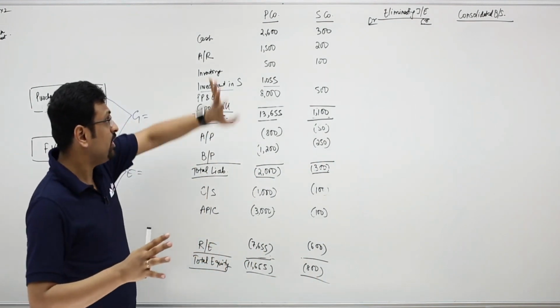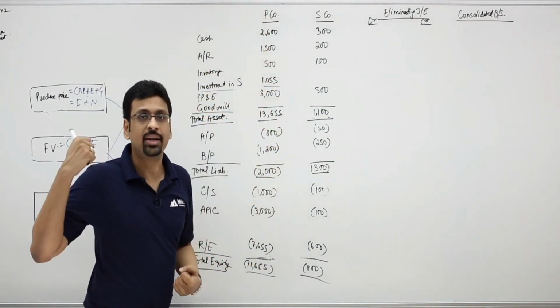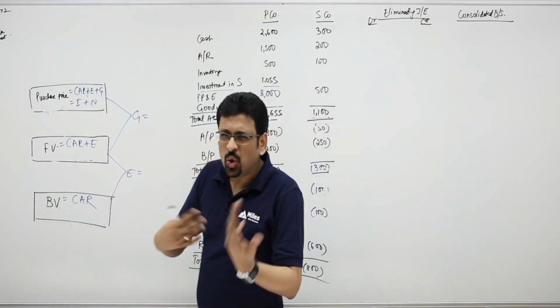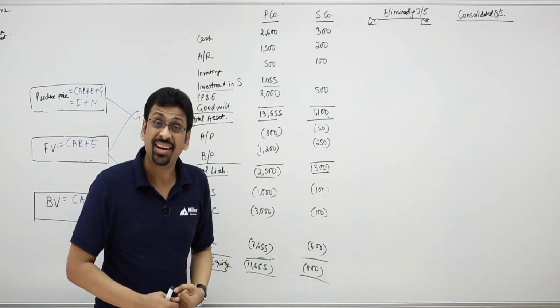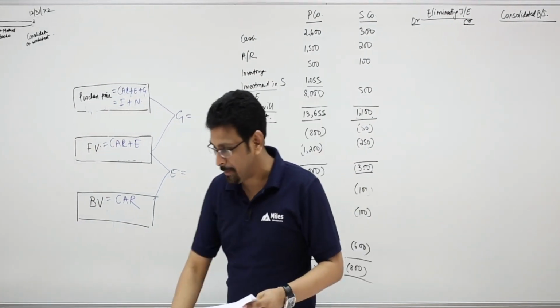Now, let's say they've given you these numbers for the parent and the subsidiary. Consolidate. Guys, we know that the parent, though they own 100% of the subsidiary, they still care. So that's a mnemonic, caring. So let's put it there.